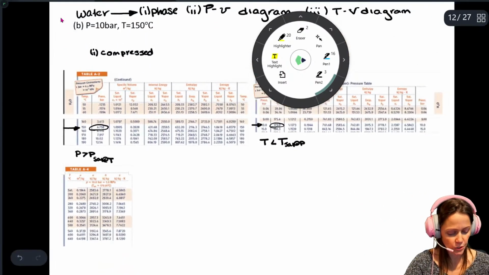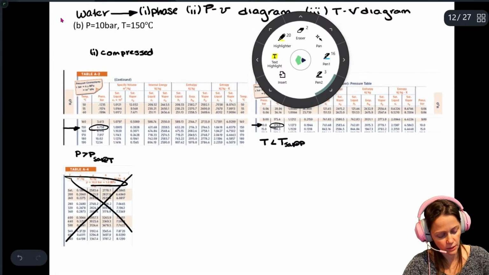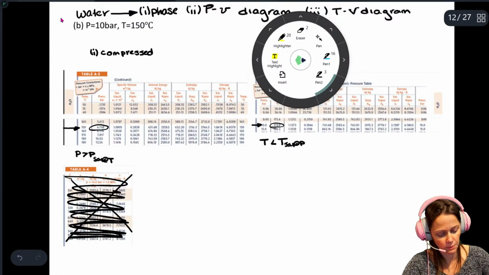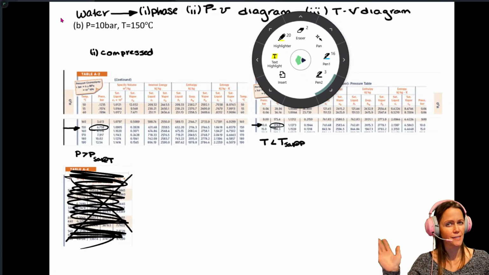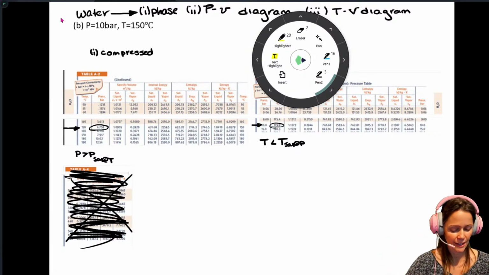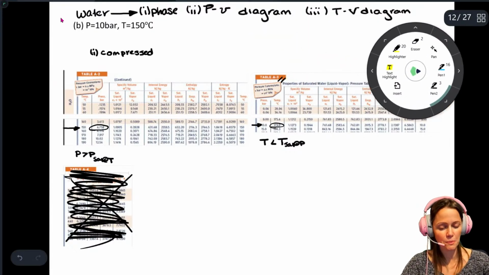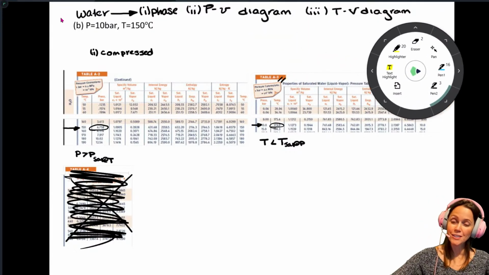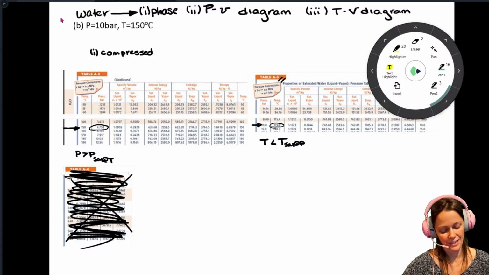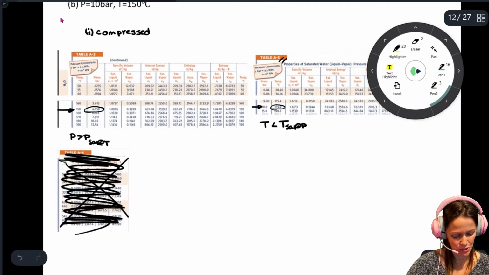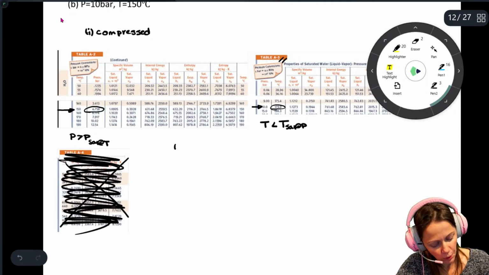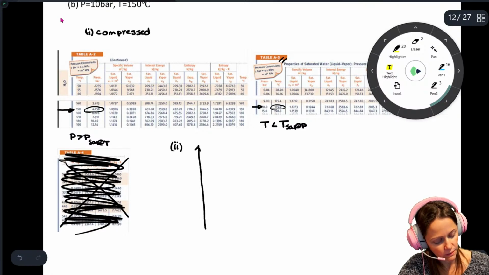So that's another thing that would tell me that it's compressed. So what I want you to do is put an X through this. Not only do we not need it, but also it's a little snippet from the superheated tables just to add some extra confusion in there. So I tried to add some extra stuff to our notes to make it easier to progress through, but clearly I was in a hurry at this point. So just ignore that.